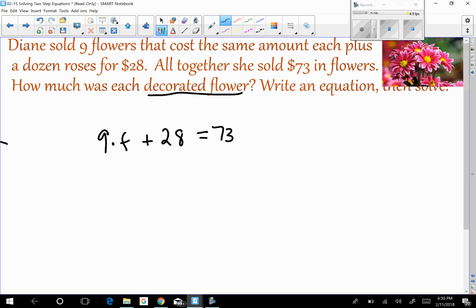So we have 9F, and we really don't need this like that. Let me get my eraser here. Oh well. So we're going to get rid of this minus 28.